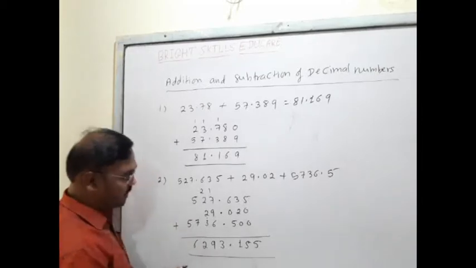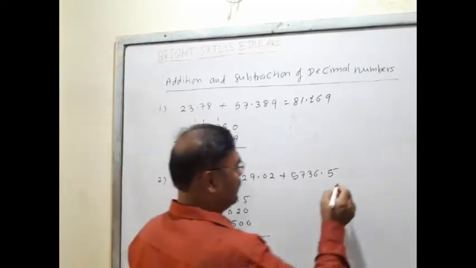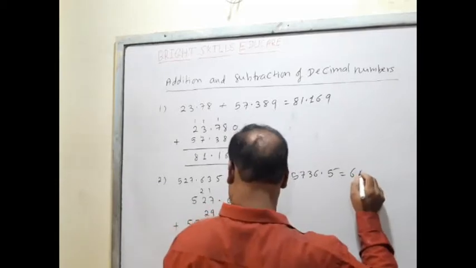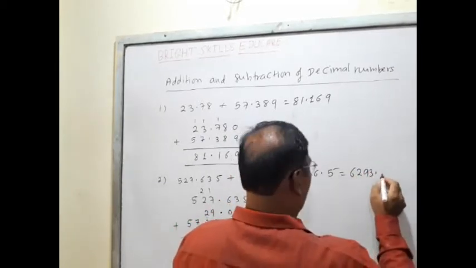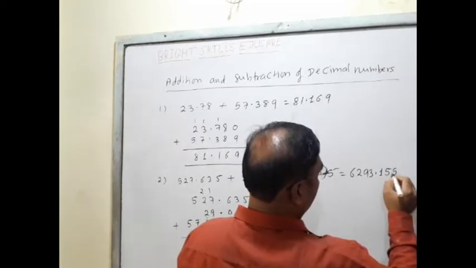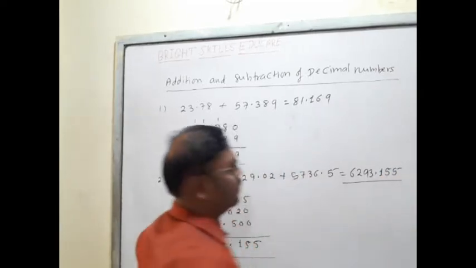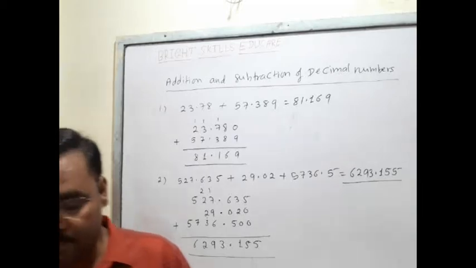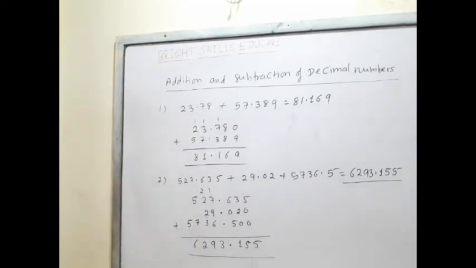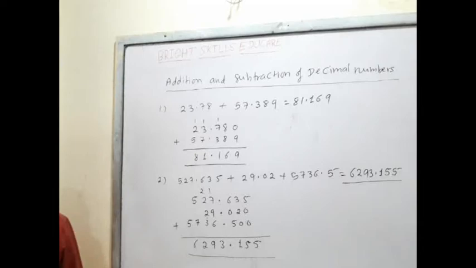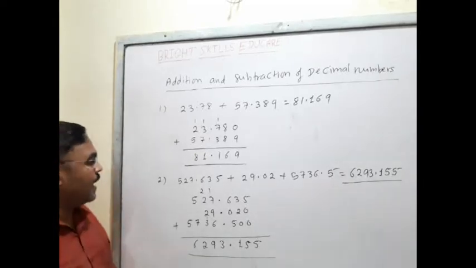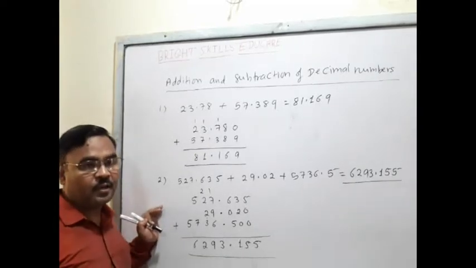This is your final answer: 6293.155. You understood this sum? This is the way of addition of decimal numbers. I think two examples are sufficient for you.